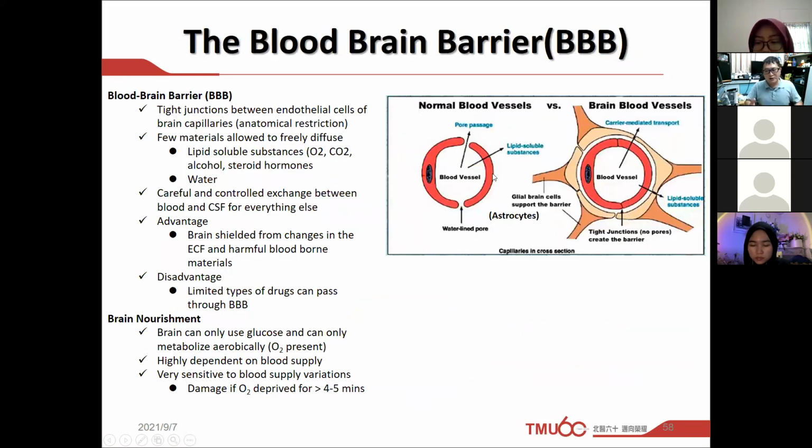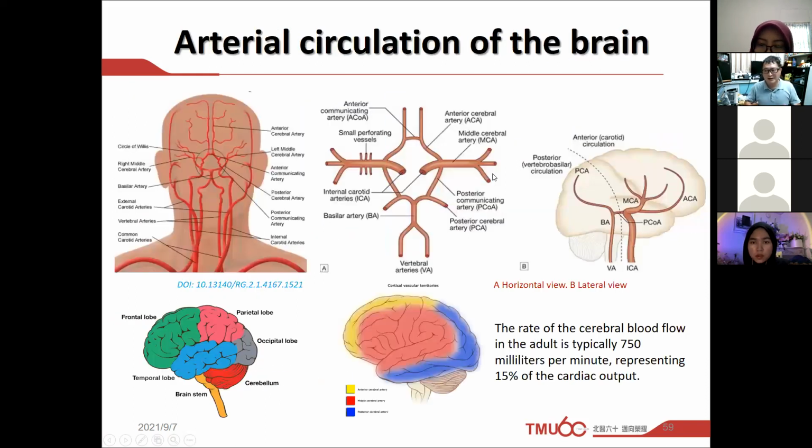So we just finished the four protective structures, right? Next we're going to move on to circulation in the cranium, in the brain. Let's start with the arteries in the brain. You can see the arteries there. Let's see this one. There are four arteries that provide flow into the brain.